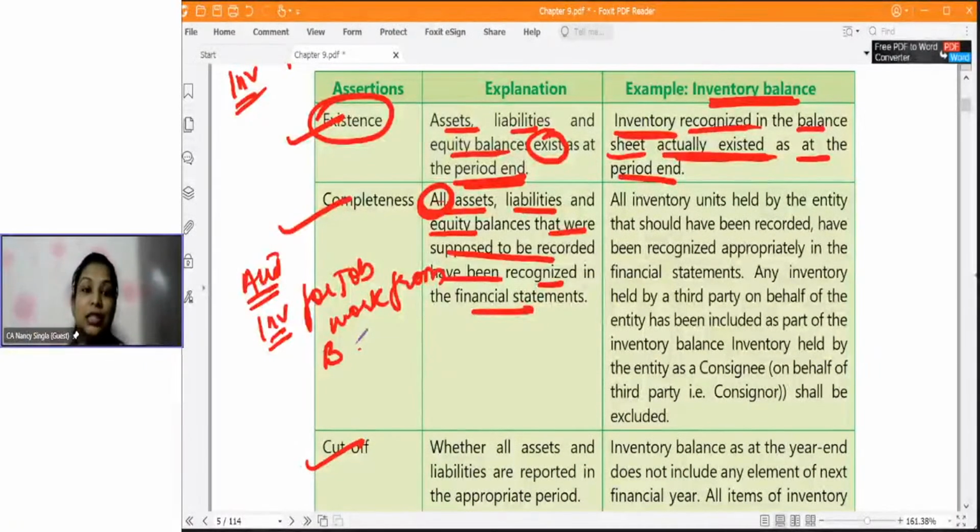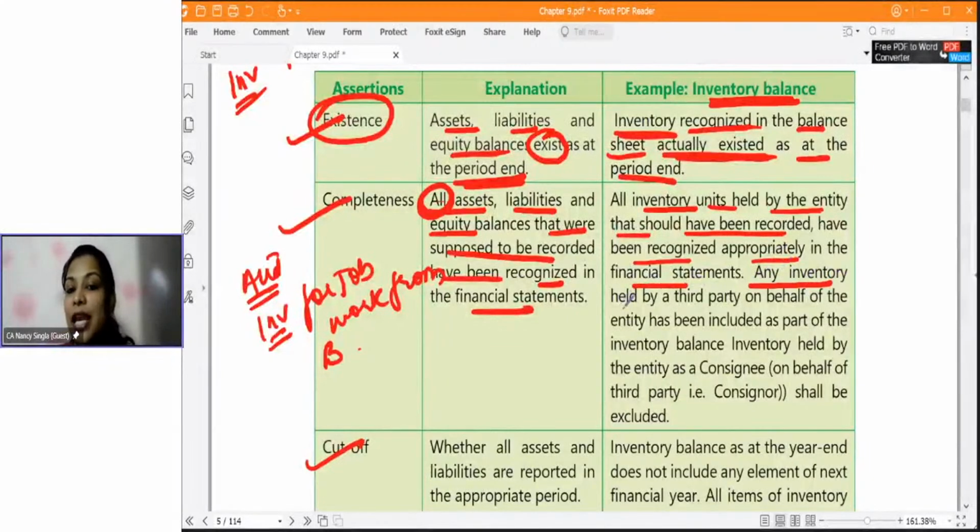Absolutely correct. So the answer is no. C. All inventory units. So when the auditor is checking the completeness assertion, he is actually checking that all inventory units held by the entity that should have been recorded have been recognized appropriately in the financial statement.